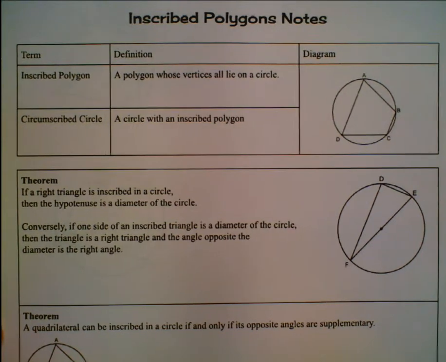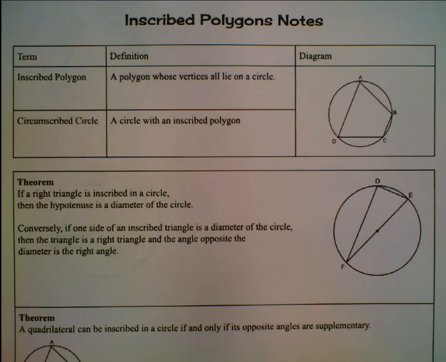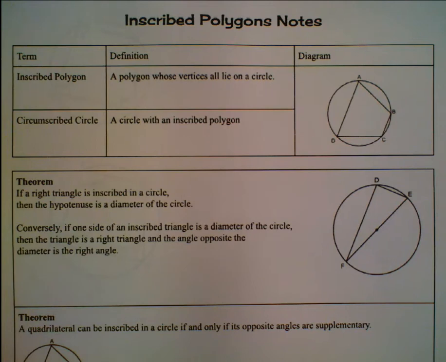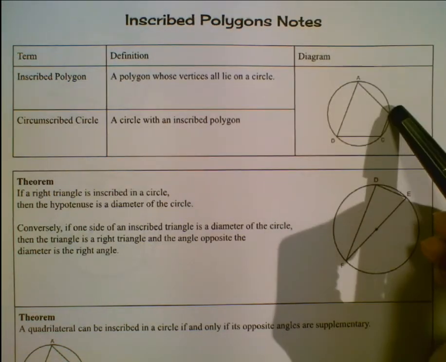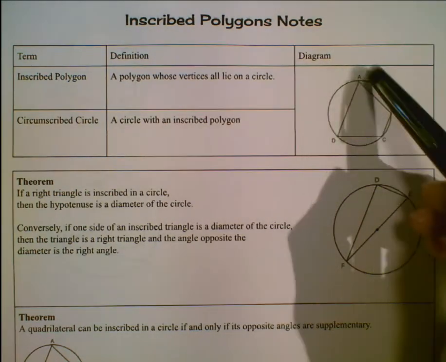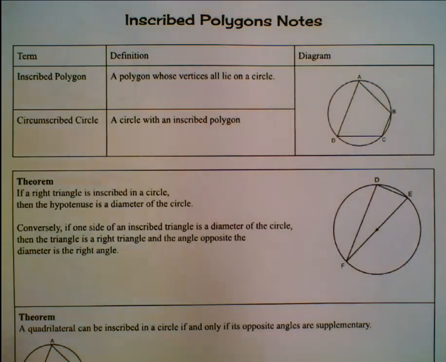All right, so in this set of notes, we are looking at inscribed polygons. In the last set of notes, we talked about inscribed angles, that being an angle whose vertex is on a circle and whose sides are chords, like what we see here in angle ADC or angle ABC. There are actually 4 inscribed angles here in this polygon.